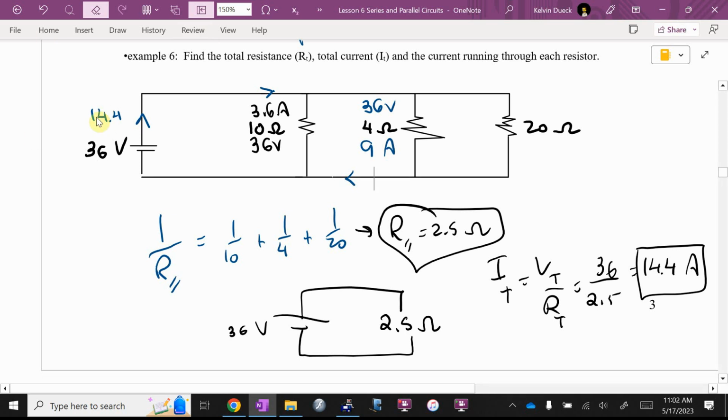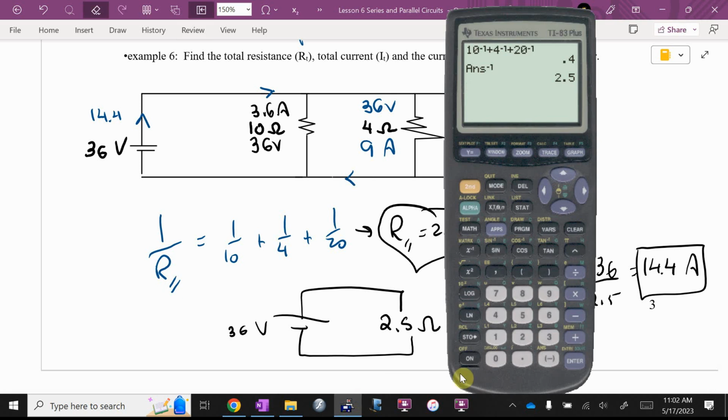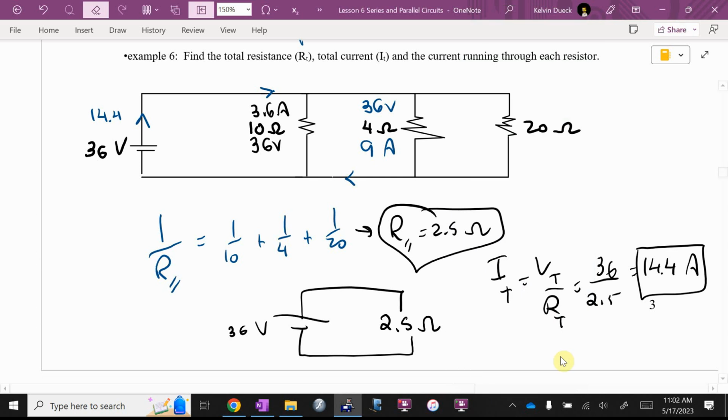How many amps was I starting with? I could go 14.4 minus 3.6 minus 9, because I only have 1.8 amps left over. But I could also say, hey, this is 36 volts. When you go 36 divided by 20, please tell me, do you get 1.8 amps? Woohoo!